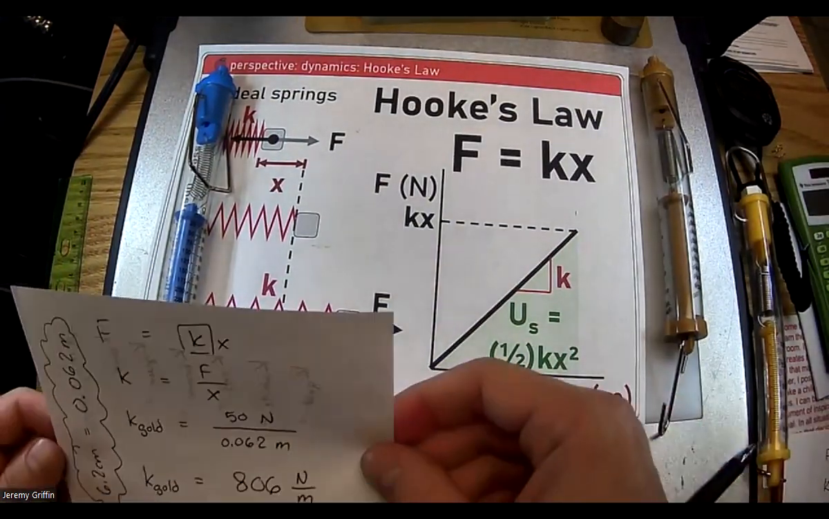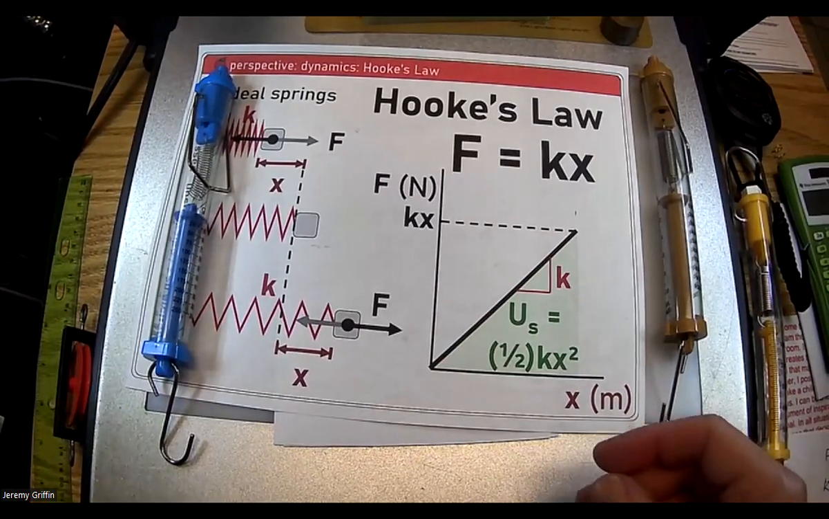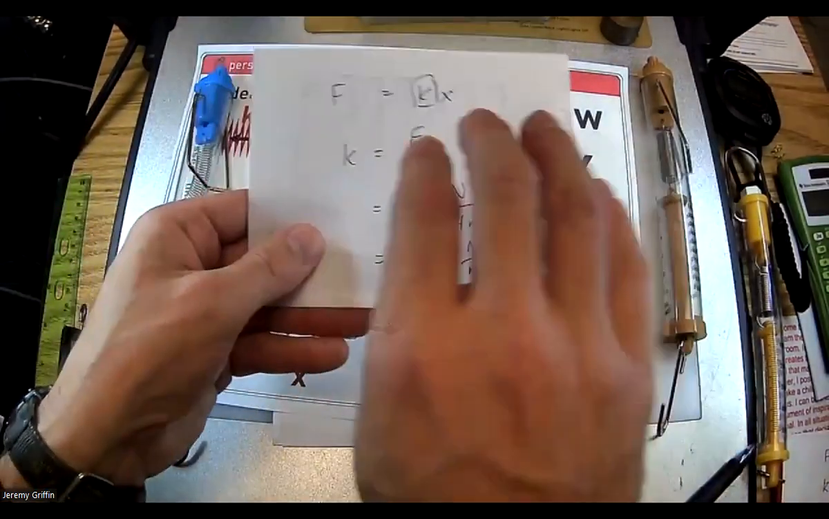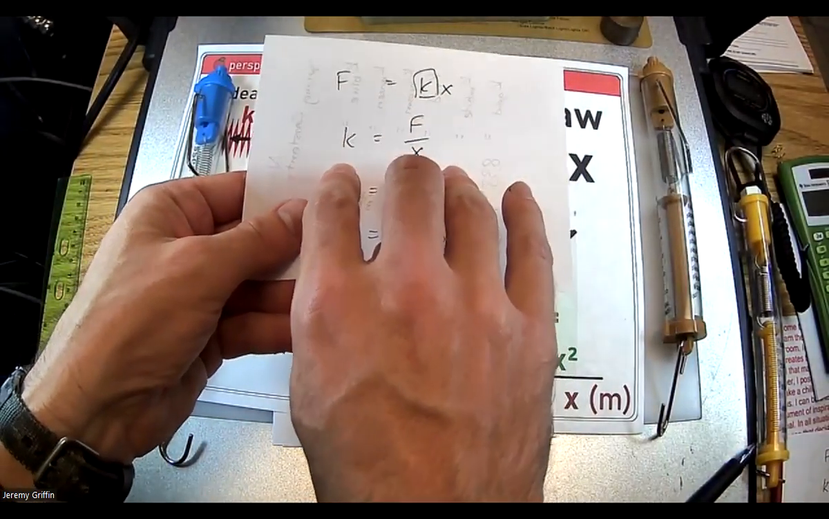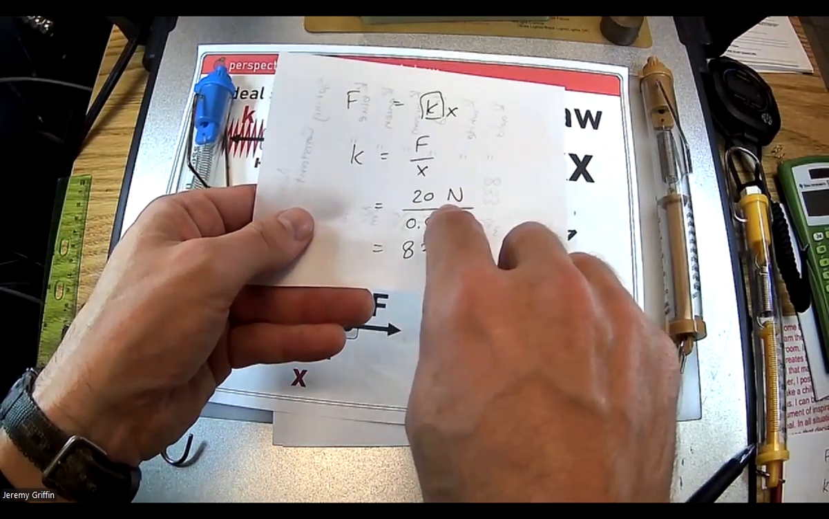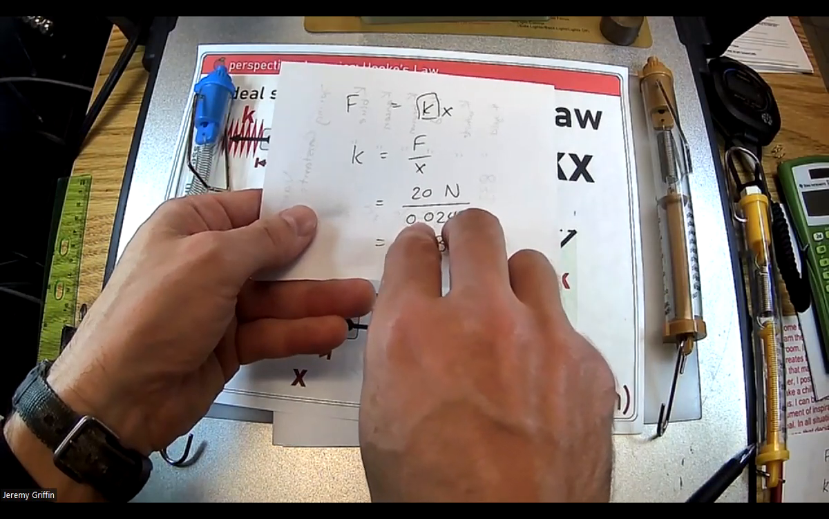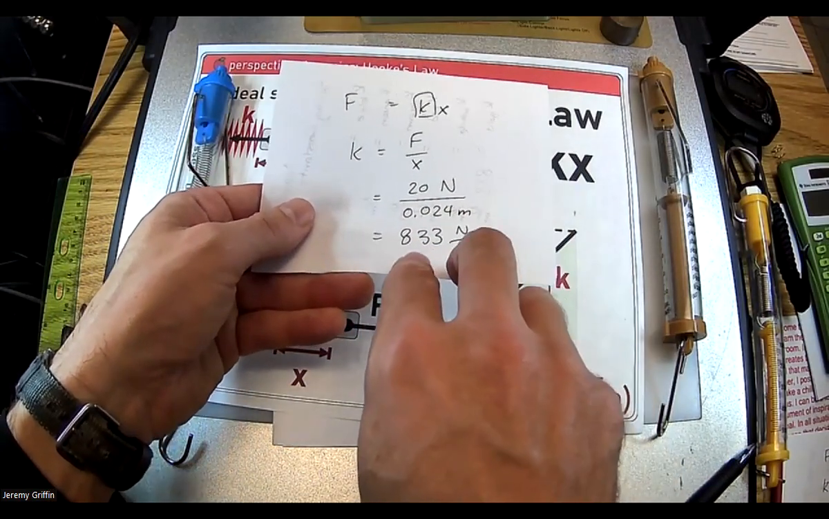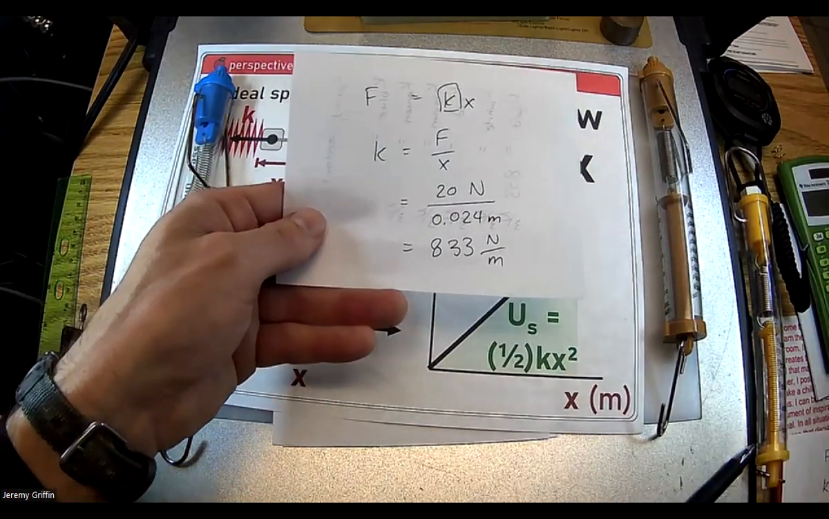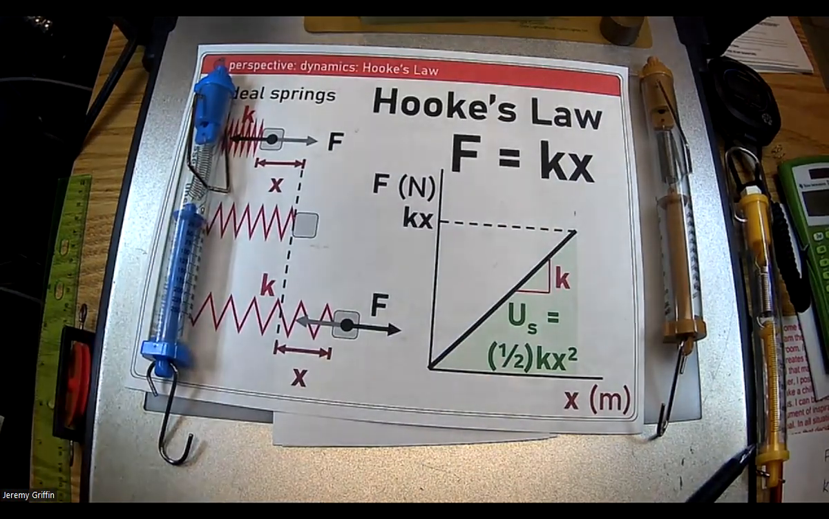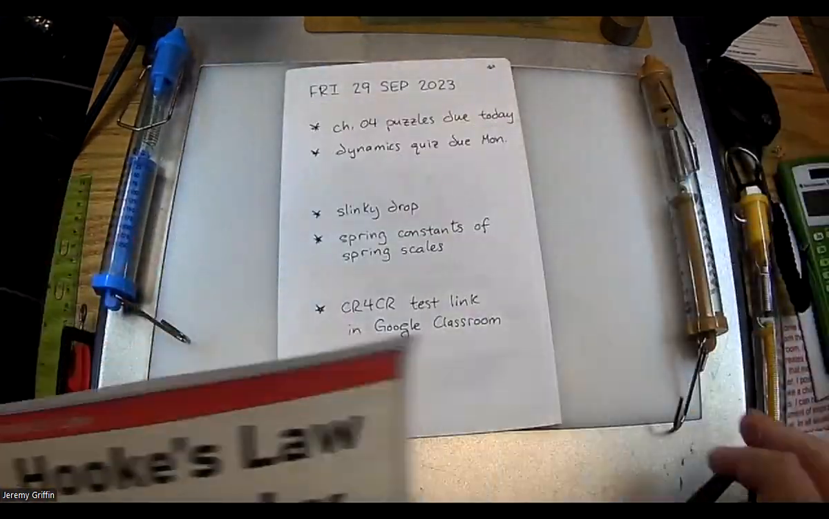Here's a calculation from earlier today. We took Hooke's law, F equals kx, rearranged it: k is F over x. So if I apply a 20 newton force to the gold one, it would stretch 2.4 centimeters. You can divide that out and say, okay, the spring stiffness is about that much. Anyway, we're going to skip the activity, but my other classes have done that.